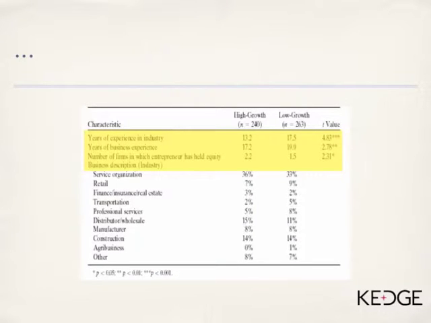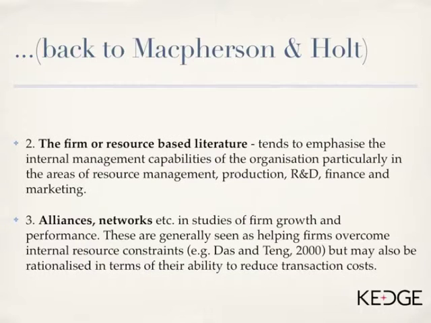And you can see some of the significant statistics that they identified in their study in this table here. In particular, we can say that the years of experience in the industry is super important, followed by the years of business experience of the entrepreneur. So, for McPherson and Holt, and for others, the entrepreneur emerges as a significant source of firm or enterprise growth.